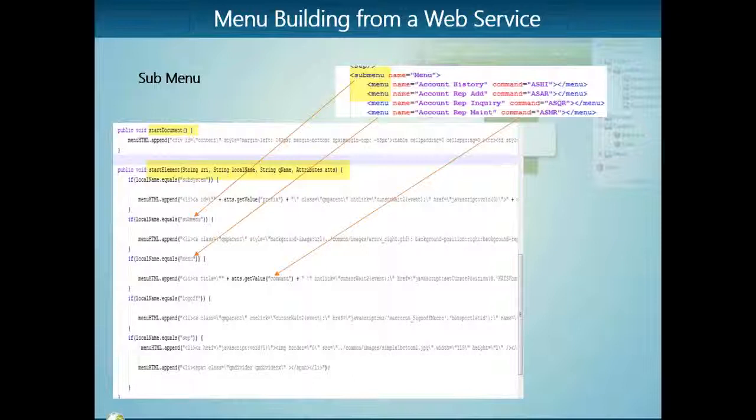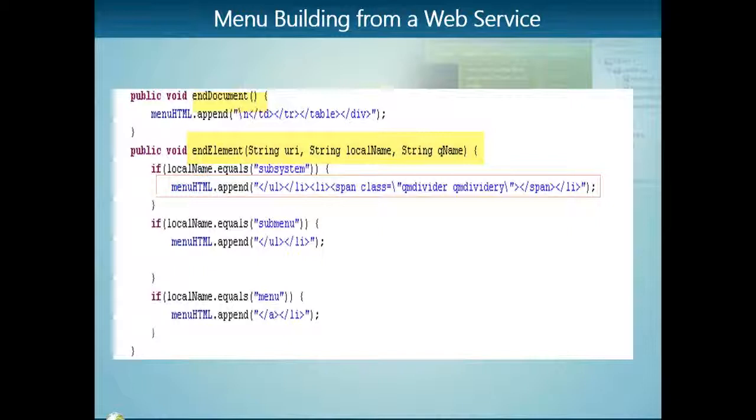Other necessary code for formatting and styling the menu is also appended in the start element method. The end element method also checks for the different values of the local name variables like subsystem, submenu, and menus, and closes their corresponding list, anchor, and other text that were opened in the start element method. The end document method marks the end of the table and div tags for the menu that were opened in the start document method.